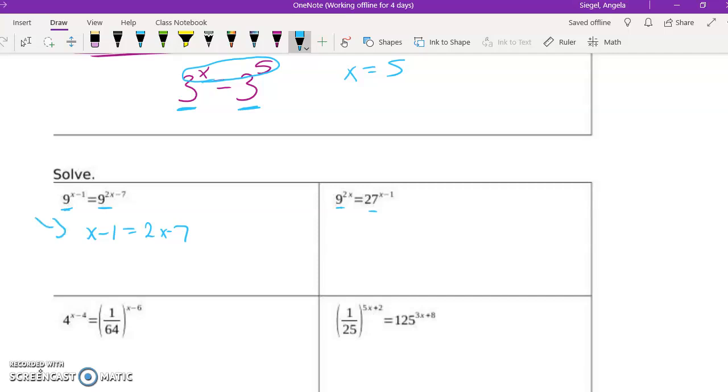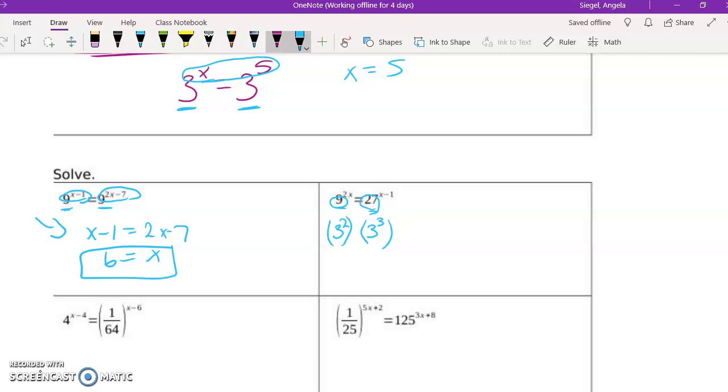So let's go back to this one. Since my bases are the same, I'm going to set my exponents equal to each other. And let's see, I'll subtract x and I'll add 7. So x equals 6. This one, I just want to make my bases the same. So notice that they share a common base of 3. So 3 squared is 9. 3 to the 3rd power is 27. So that's where I'm going to start off.